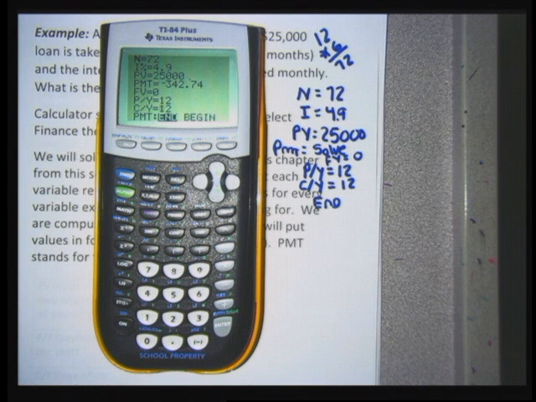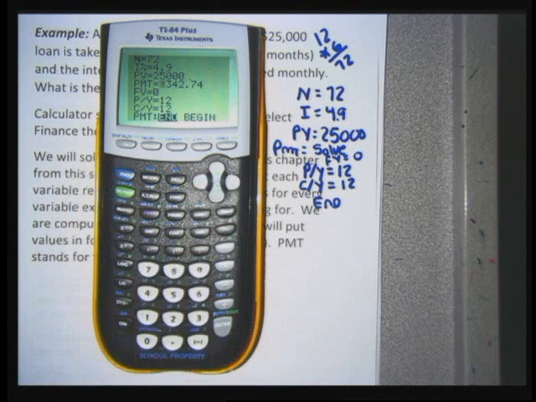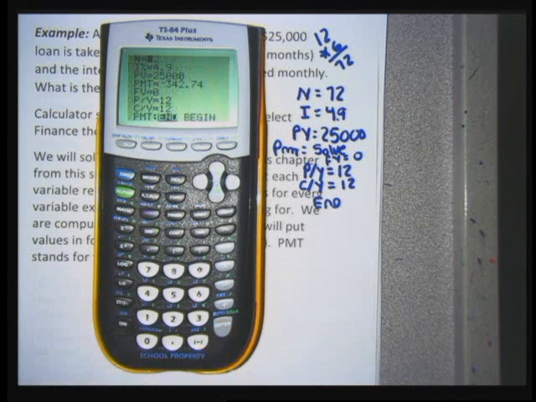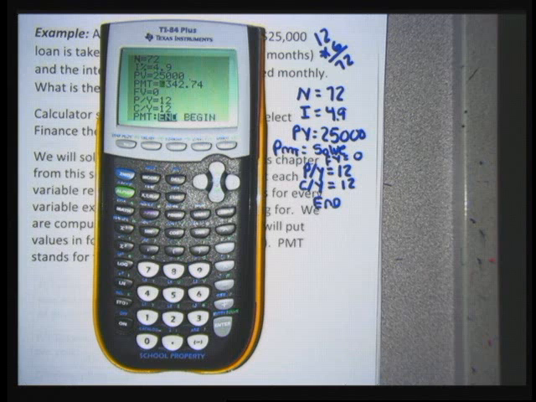To get your calculator to compute the payment, you need to use your up arrow and get the cursor flashing on the PMT. So I went through, I hit apps, finance, TVM solver. I entered everything but the PMT: 72 for the N, 4.9 for the I, 25,000 for the PV, 0 for the FV, 12 for the PY, 12 for the CY, put the PMT on end. I have my cursor now flashing on the 342.74, and it doesn't matter what's in there.